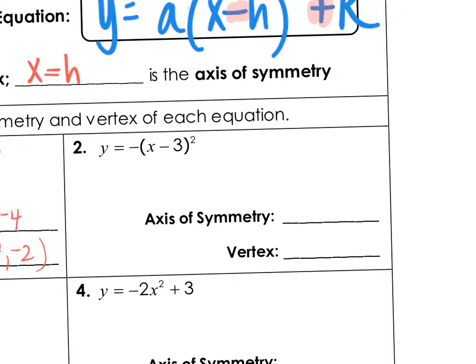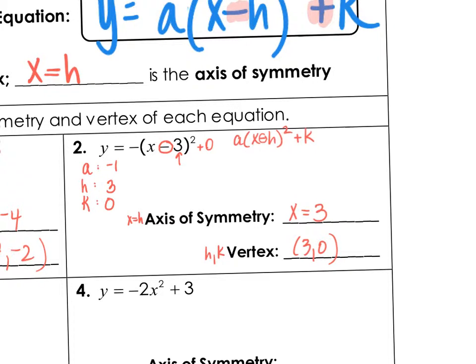All right, if we take a look at number 2, we've got an a of negative 1, an h of 3, remember it's a times x minus h squared plus k. So since the sign in front of the 3 is a minus, and that is a 3, h is a 3, and then there is no k back here, so k must be 0. So my axis of symmetry is x equals 3, and my vertex is 3 comma 0. So x equals h and h comma k.